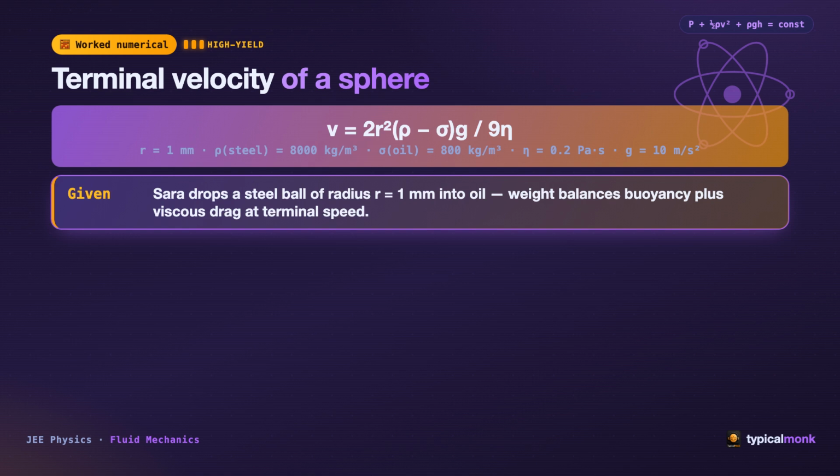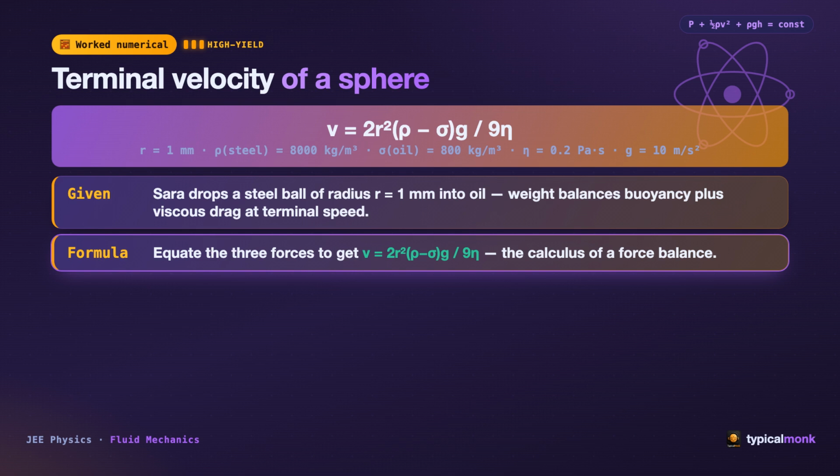Find the terminal velocity. Step 1. Write down what is given. Radius 1 millimeter, ball density 8,000, oil density 800, viscosity 0.2, gravity 10. At terminal speed, weight exactly balances buoyancy plus the viscous drag pulling upward.